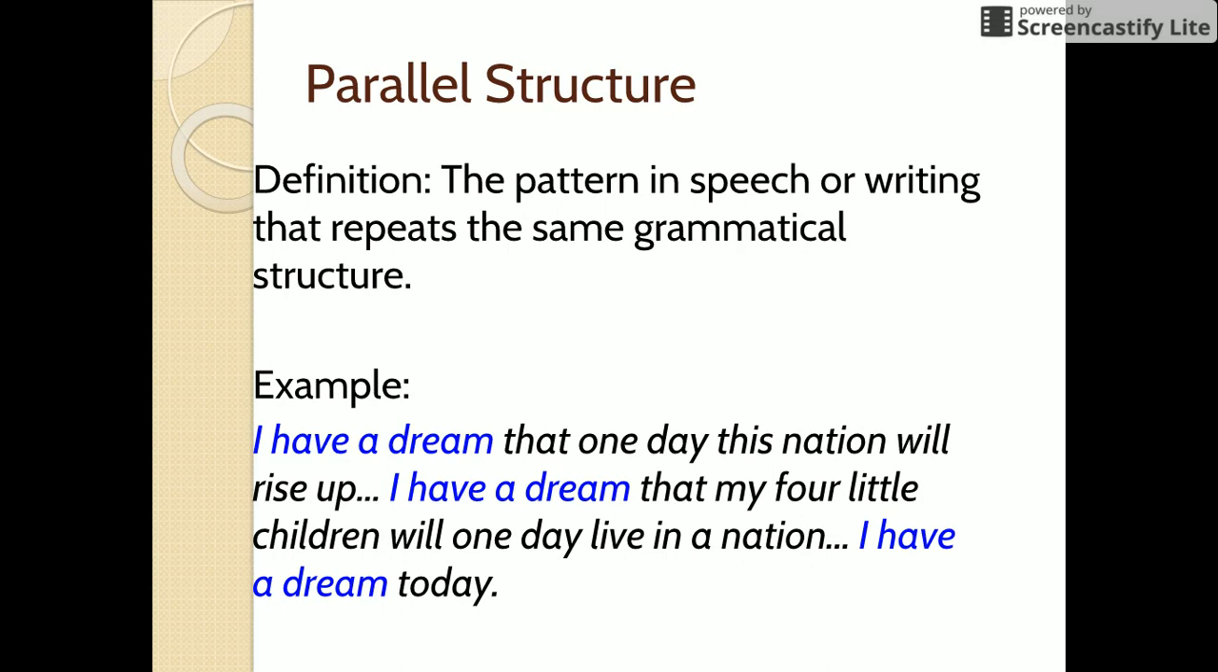We're on our next term, which is parallel structure. Parallel structure is the pattern in speech or writing that repeats the same grammatical structure. So for an example from Martin Luther King Jr.'s speech, "I Have a Dream." He says, "I have a dream that one day this nation will rise up. I have a dream that my 4 little children will one day live in a nation, and I have a dream today." That parallel structure is more than just the repetition of a word. It's the repetition of a whole sentence phrase or grammatical structure.